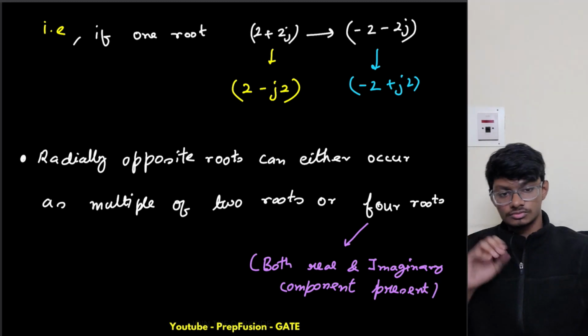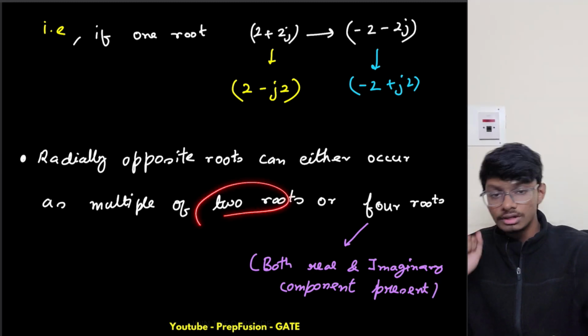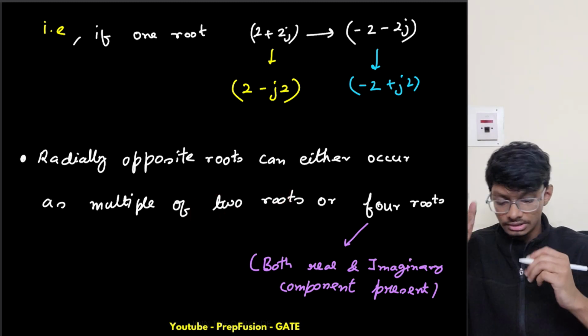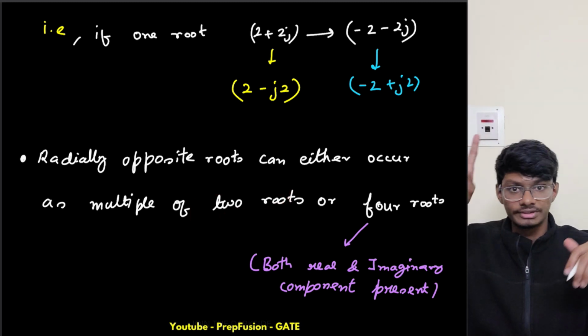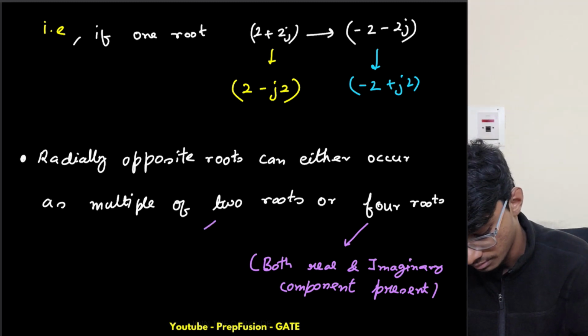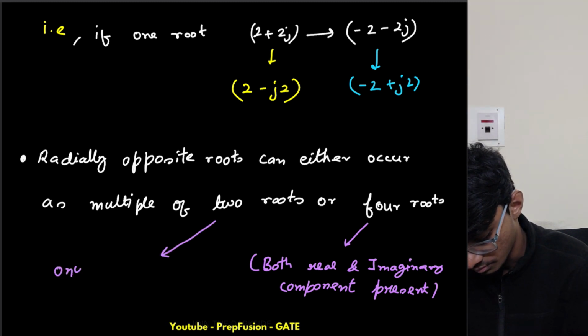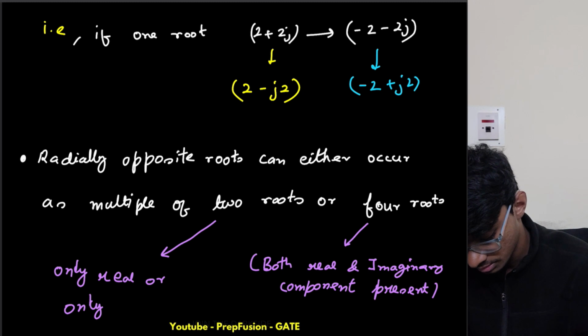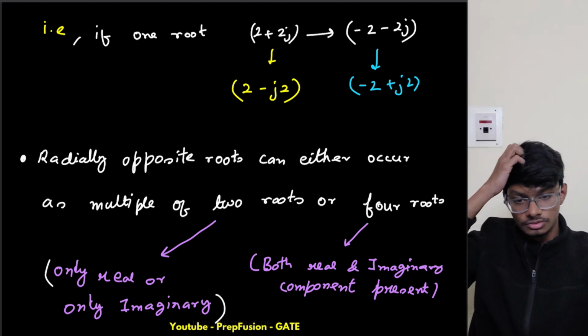Okay, so this one will happen, and when I have only the real component or only the imaginary, then I will get two roots, because they will be radially opposite. So this is the case for only real or only imaginary. Okay, only real or only imaginary. So this is the case.